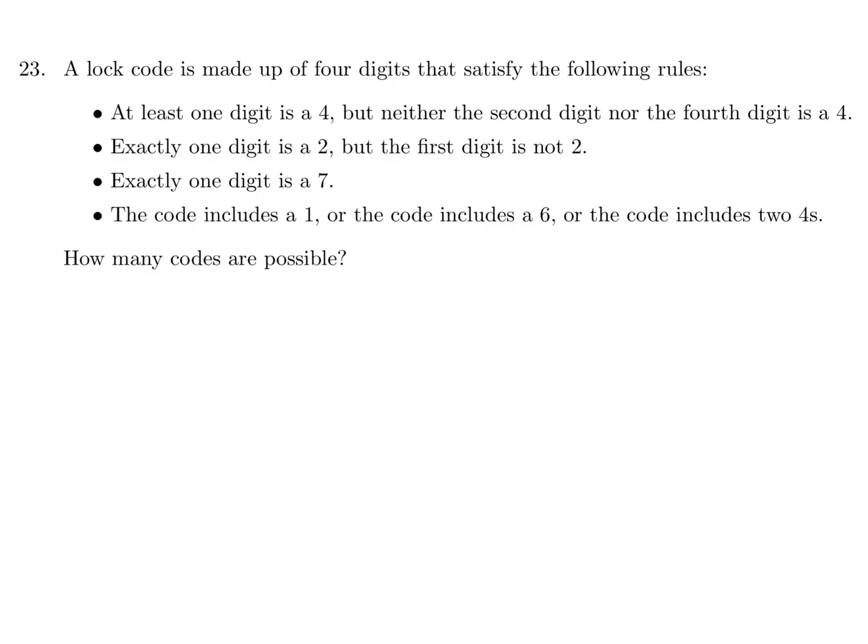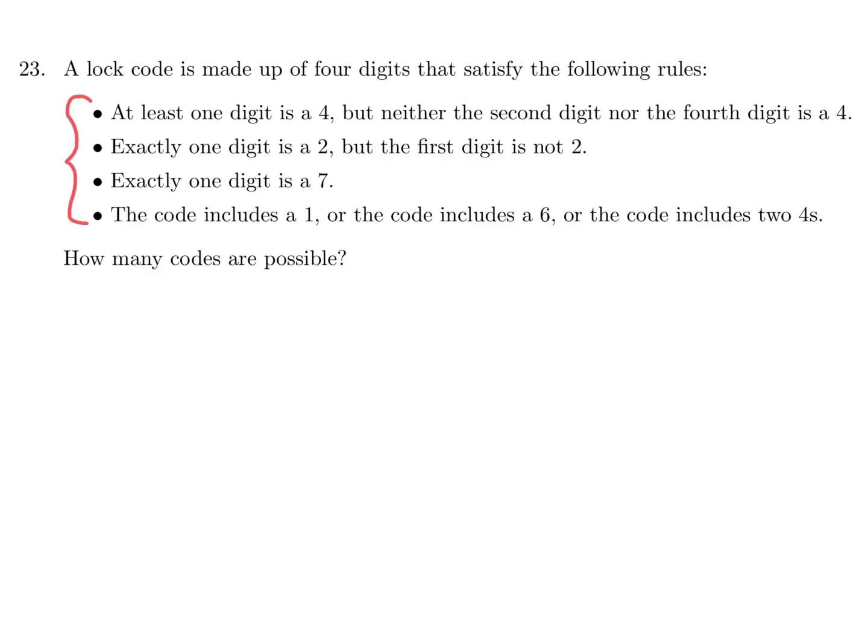A lock code is made up of 4 digits that satisfy the following rules. At least one digit is a 4, but neither the second digit nor the fourth digit is a 4. Exactly one digit is 2, but the first digit is not a 2. Exactly one digit is 7. The code includes a 1, or the code includes a 6, or the code includes 2 4s. How many codes are possible?